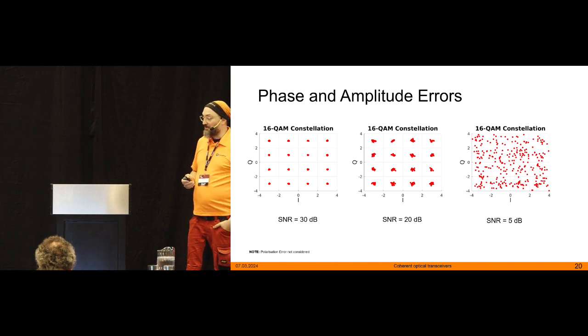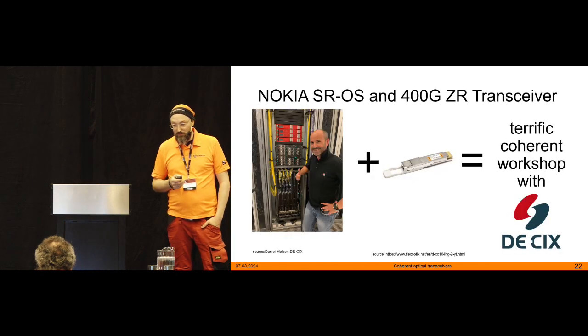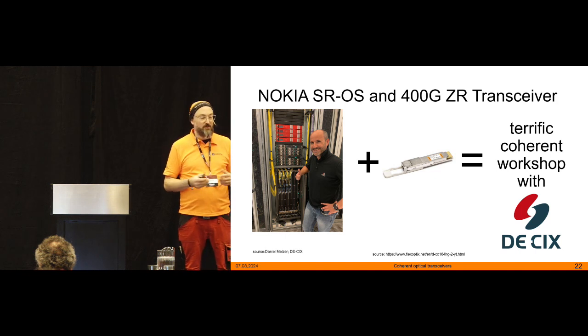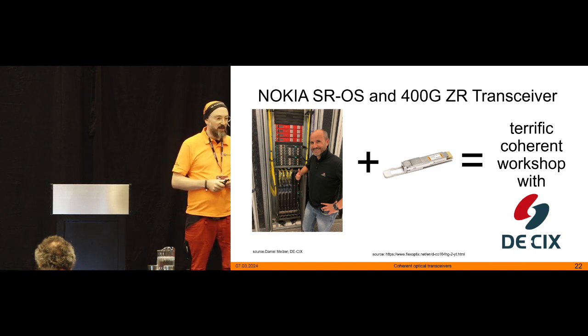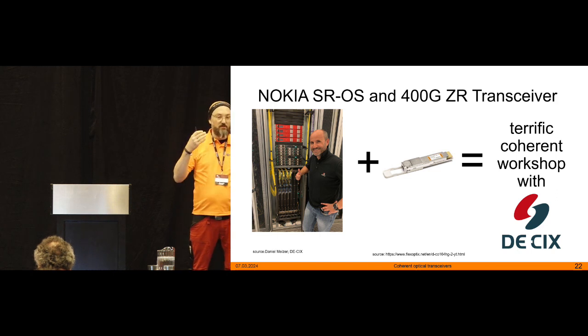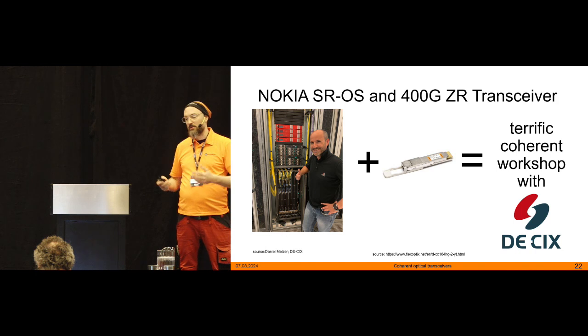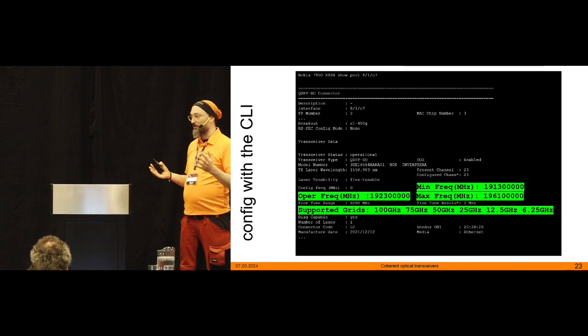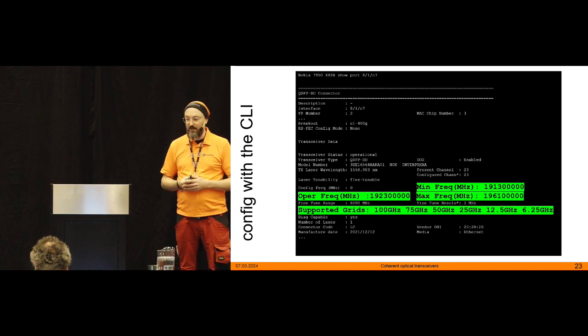That's so far about the theory. So what did we do in practice? We took a QSFP-DD, plugged it in Nokia gear, which is operated by DKNOG in Germany, and we were looking at the implementation on SR OS, how they use the coherent parameters, and I'm going to show them now. And we were just running one command. It's the show port command, nothing else.